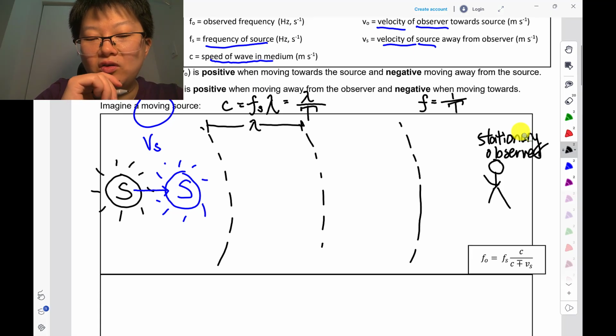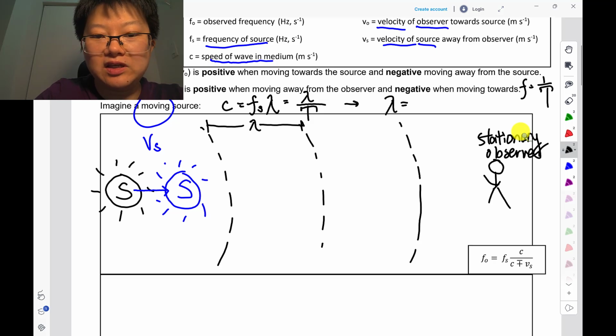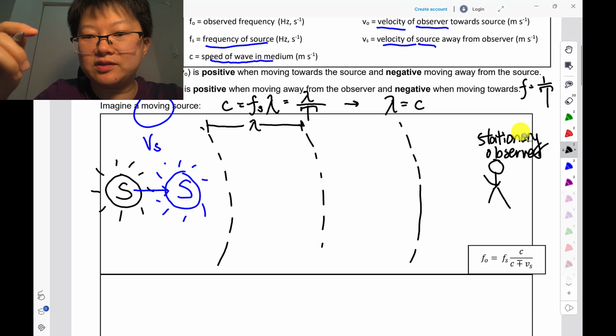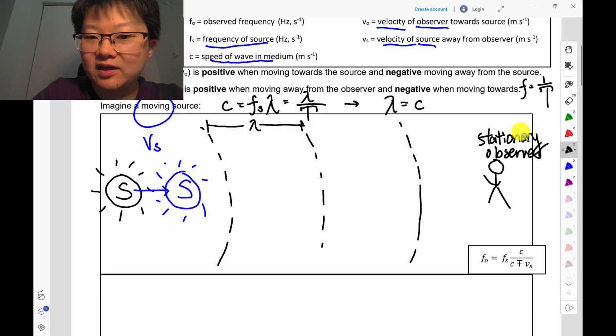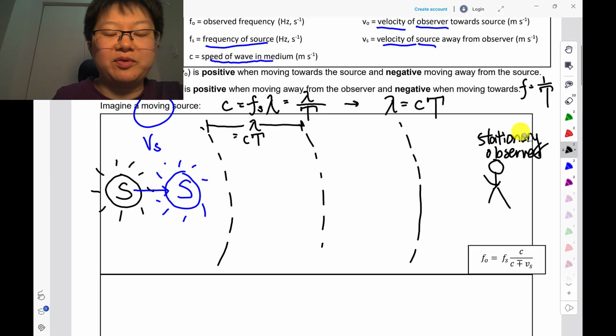If I want to express this in terms of wavelength, then the wavelength is equal to the speed of the wave in the medium, C, times this period. I'm going to need this later when we do some derivations. Essentially this entire length is equal to C times the period.